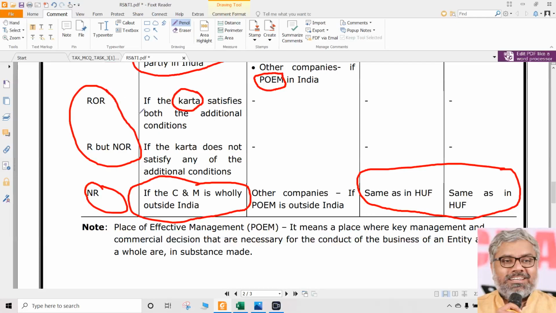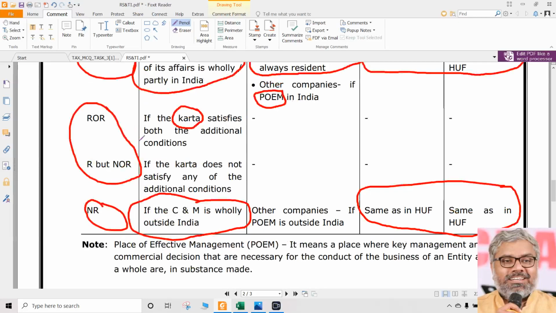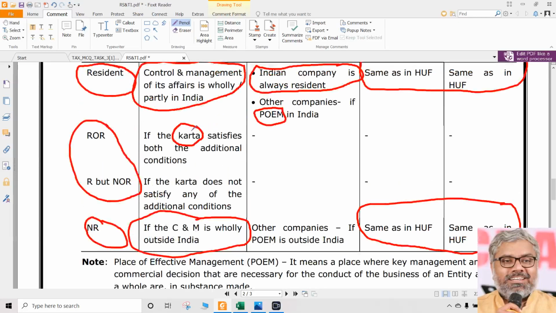If the Karta satisfies only one additional condition also, it is RNOR. If the Karta is not satisfying any of the additional conditions also, then also RNOR. So the HUF will become ROR only if the Karta satisfies both.